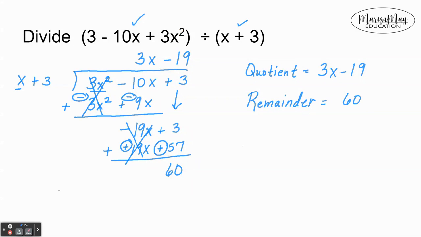However, if I want to give them together, I have to write them like this. 3x minus 19 plus my remainder on top of a fraction over what was on the outside, x plus 3. So depending on how you're being asked for the answer, you'll know how to answer it accordingly.